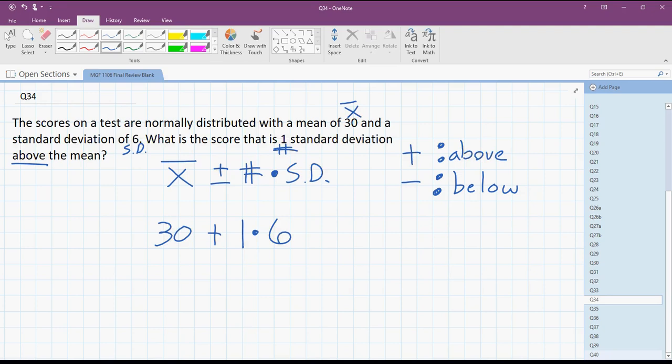All right. So this is our formula we're filling in. We will add when it says to be above. We will subtract when it says to be below. You just have to read your problem and fill in the numbers. So, X bar.